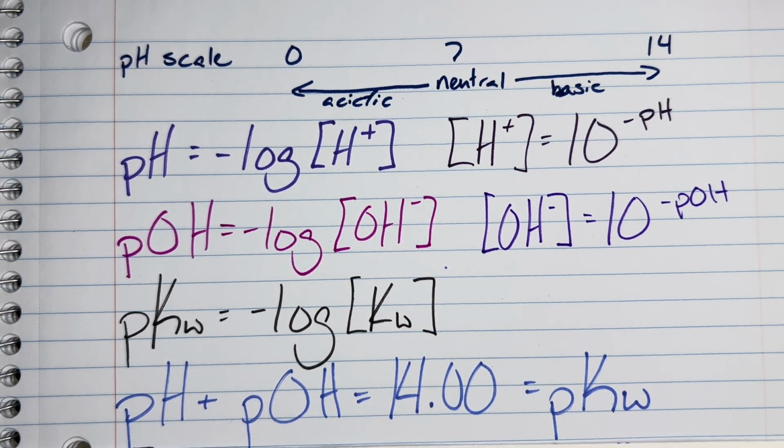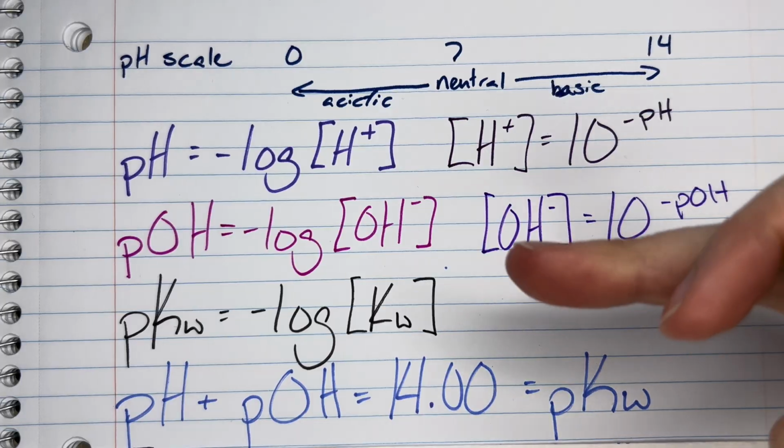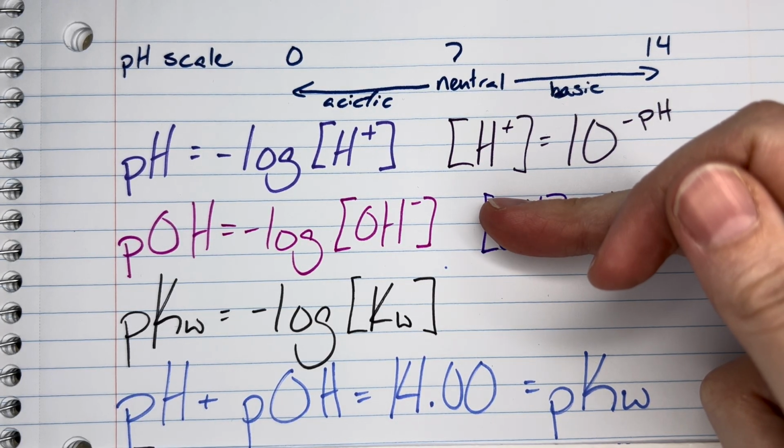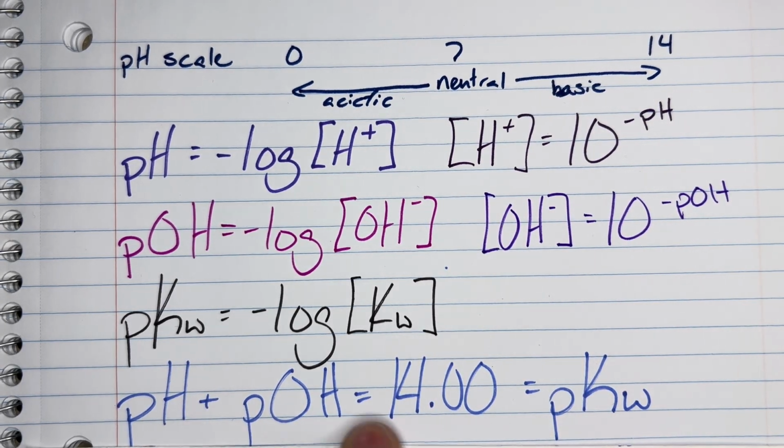Okay, so if we were given a concentration of the sodium hydroxide and I asked what the pH was, first I would go ahead and calculate the pOH, and then I would use this expression here, that pH plus pOH is equal to 14, to get me over to pH.